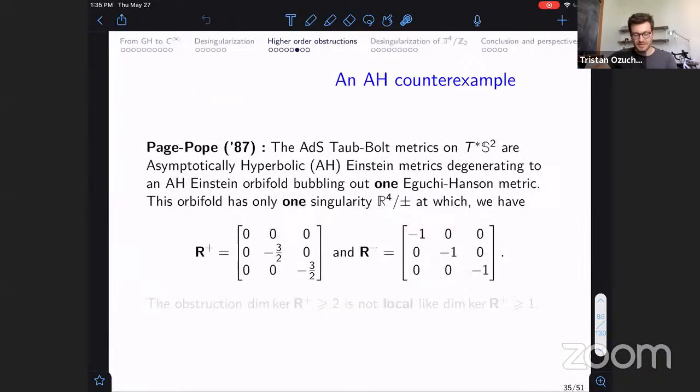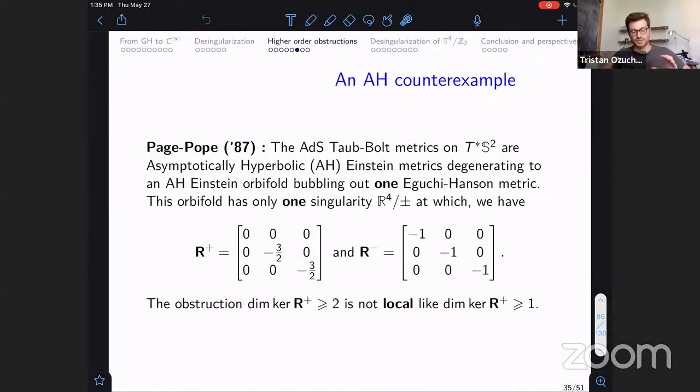But let me mention that there is a counterexample in the non-compact case. There is a family of metrics called the AdS-Taub-Bolt metrics, which are also on the cotangent bundle of S2. And there is a family of metrics which converge to an orbifold while bubbling out one Augustian metric. And the orbifold doesn't satisfy my assumption. It doesn't have a two-dimensional kernel. So the conclusion is that this second obstruction is very specific to the compact situation, and it is not a local obstruction like the first obstruction.